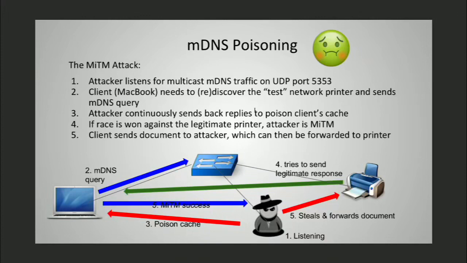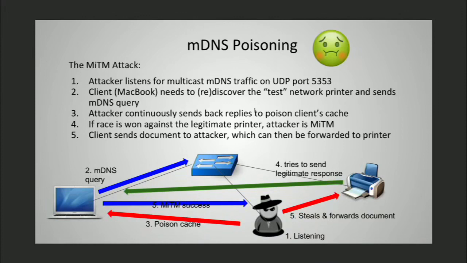And then step number 2, the client, since we mentioned that there's this fundamental flaw that every time the client wants to print something, they need to ask again and ask again on the network to rediscover where the test printer is. So it will send an MDNS query, and then as an attacker, we continuously send back replies on the network to poison the client's cache, saying that I am the network printer, and not the legitimate one.